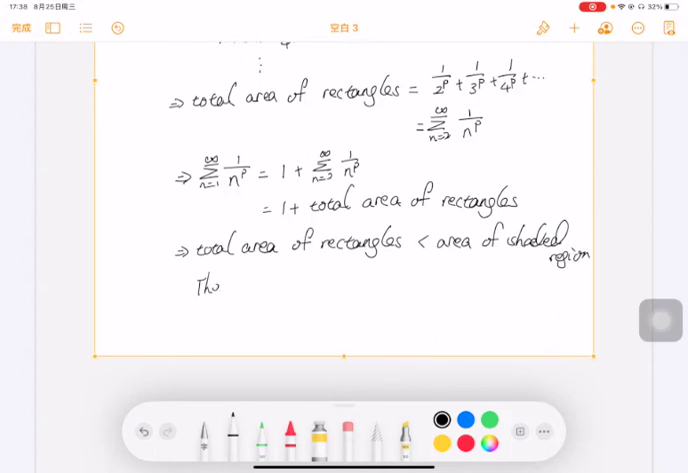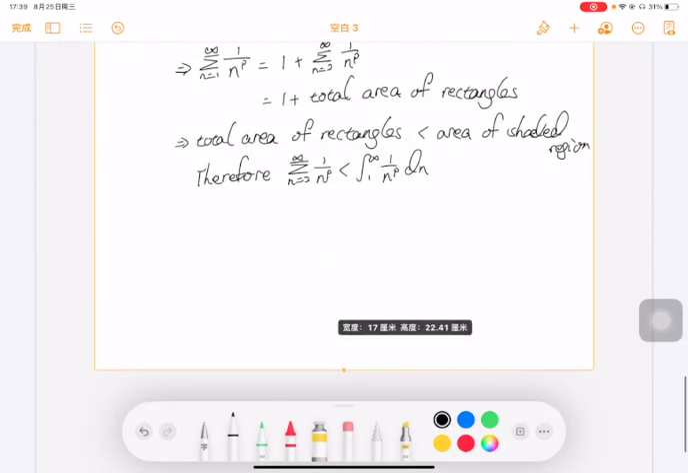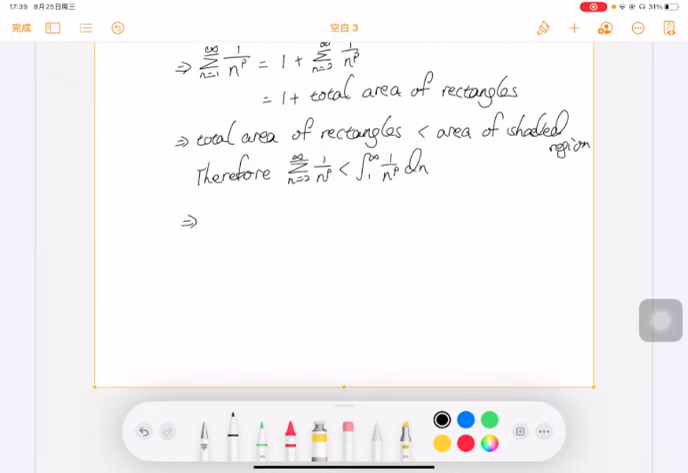Therefore, this sum from n from 2 to infinity of 1 over n to the p is smaller than the integral from 1 to infinity of 1 over n to the p dn. Right. And we can add 1 to each side, as we have the sum of the p series starting from n equals 1 is smaller than 1 plus the integral from 1 to infinity of 1 over n to the p dn.